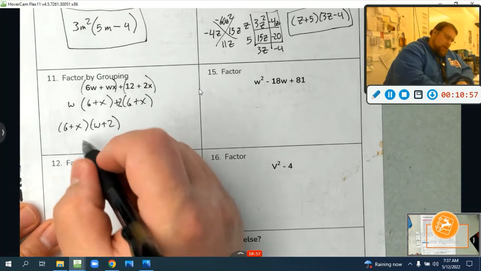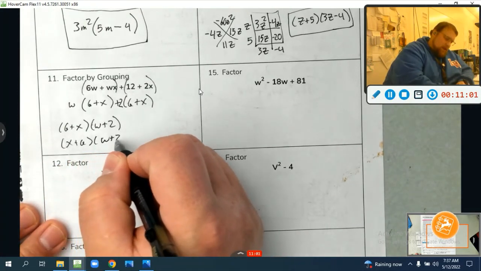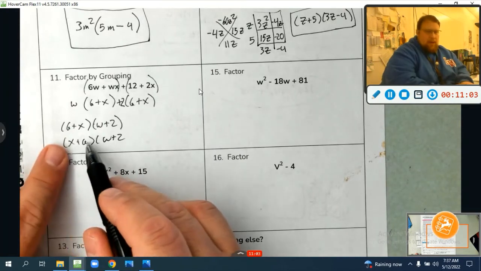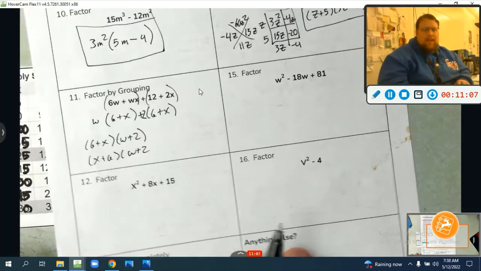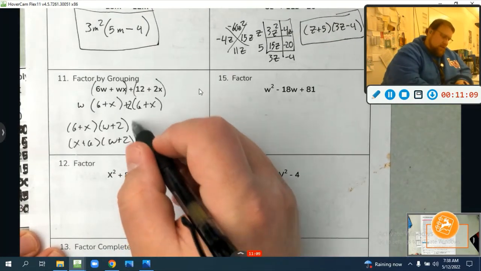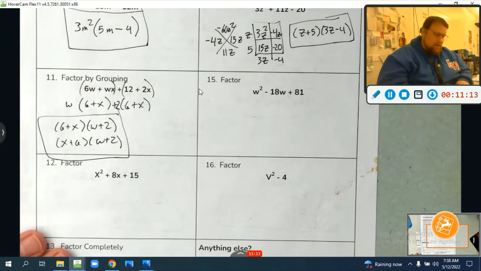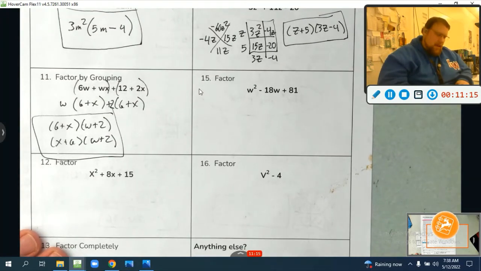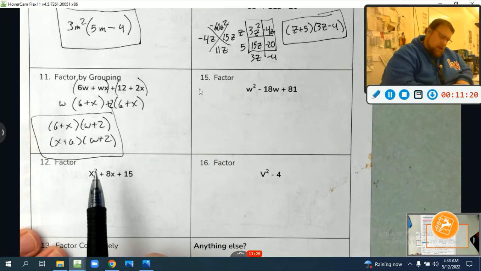If you want to rearrange it to X plus 6 times W plus 2, that's fine. The only rule is when you flip them, it didn't change anything because they're both positive, but if one was negative, you just need to make sure and carry the negative with it. So yeah, there we go. Either one works. That worked out nice. No stress, right? Okay, factor W squared minus 18W plus 81.